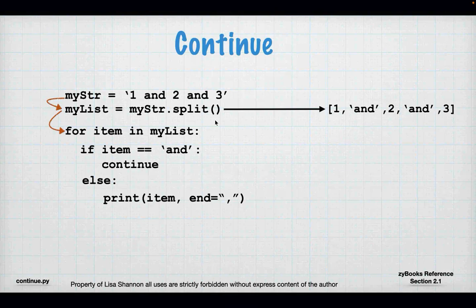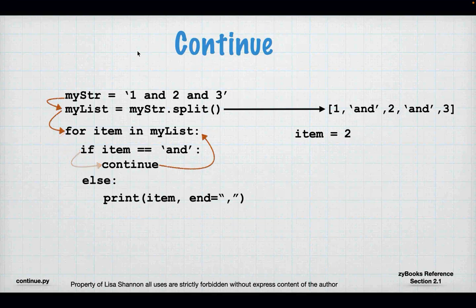So I only want to print, I don't want to print and. I want to print anything else, but I don't want to print the word and. So what do I do? Well, inside my for loop, as I am iterating over my list, and they're going into a variable called item, item is 1, which means it's not and. And so I'm going to fall into the local scope of the else, and I'm going to print item with a comma. So now I get and. So item is now and. I go inside the for loop, and I'm going to continue because I don't want to print and, and that's what continue does.